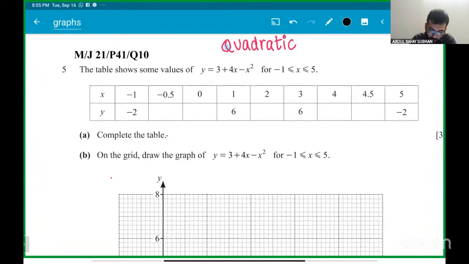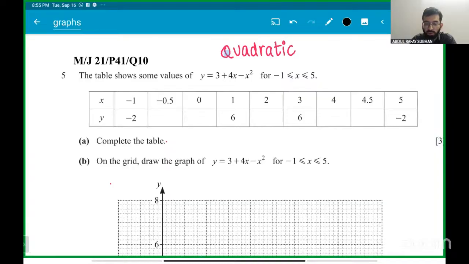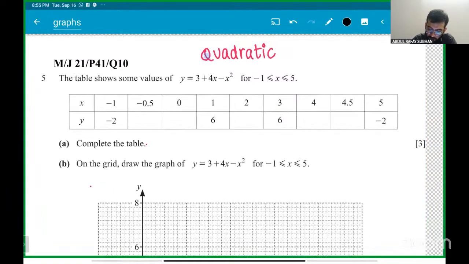Let's quickly complete the table. So Gigi, I will definitely send it. It's the first session. I will definitely send it. Don't have to worry about it. Okay, so let's quickly do it. A lot of values for 3 marks.